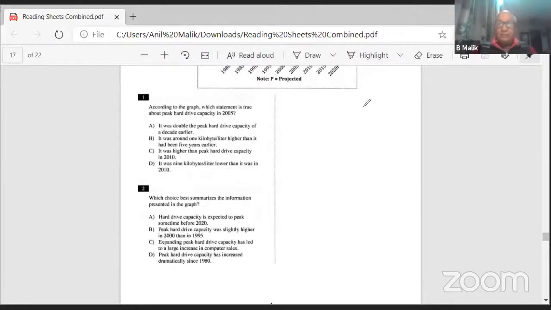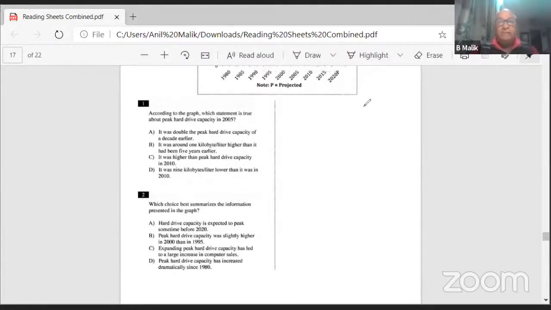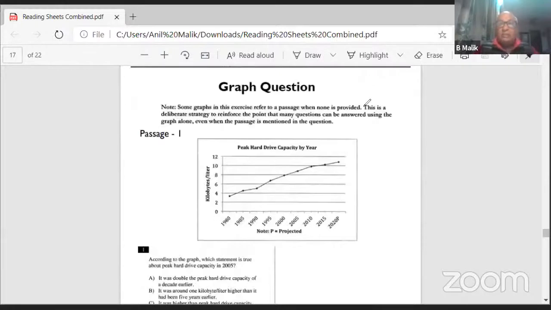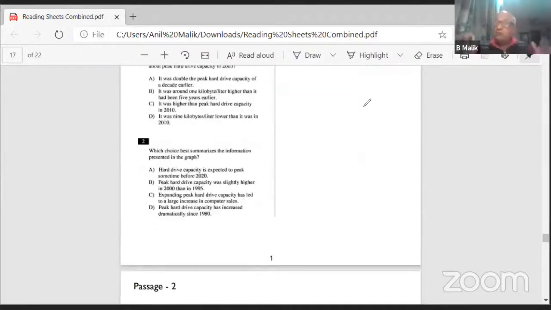Now, sometimes you get a question like this: which choice best summarizes the information in the graph? Suppose one of the answers may be right, but it's not the summary. The summary is what this graph in effect says. So the graph actually tells me that peak hard drive capacity has over the years increased from 2 in 1980 to 12 kilobytes per what is it now. So when I check this, I need an answer which is a broad answer, which covers the whole graph.